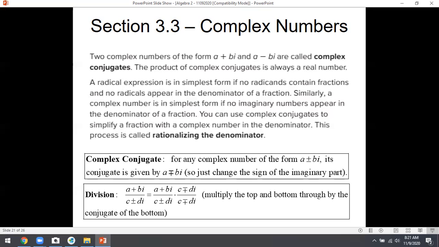So I don't want to do that example. It's boring. Let's do this. All right. Let's talk about dividing complex numbers. So here's a complex number divided by another complex number.